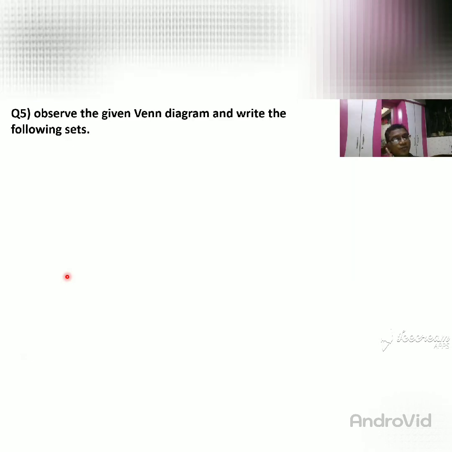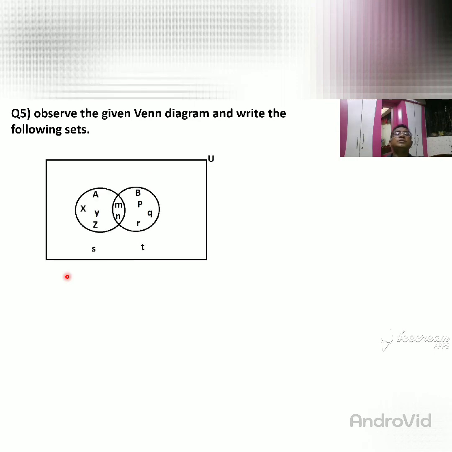And this is question number 5, the last question in this exercise. Observe the given Venn diagram and write the sets. So see, on the screen there is the Venn diagram. This is the S set, and this is the A set. The A set has X, Y, Z. This is the B set, and the B set has P, Q, R. And this is the universal set.